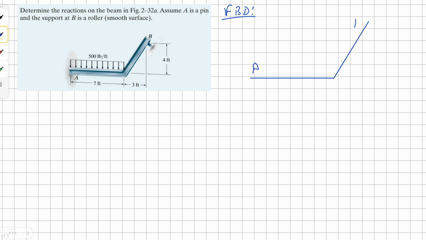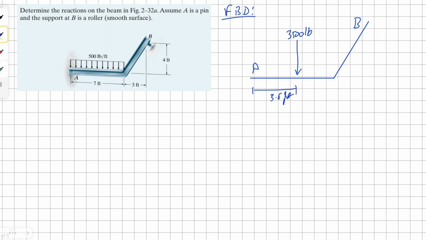We have 2 points, A and B. We have a distributed load that's 500 pounds per foot, and we know it's 7 feet long. So multiplying that, our distributed load gives a point load of 3,500 pounds. And this is halfway through, which means it's 3.5 feet away from point A.